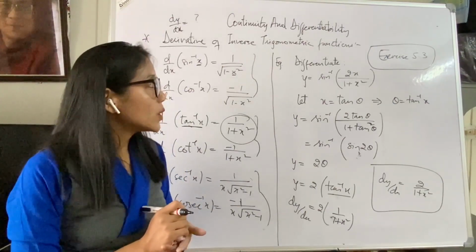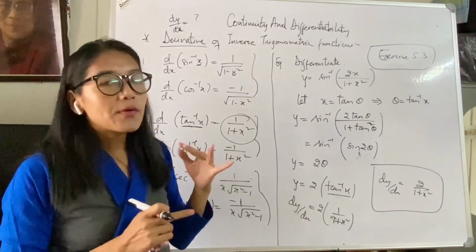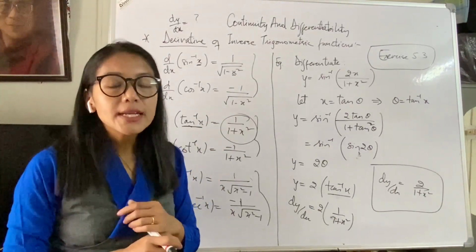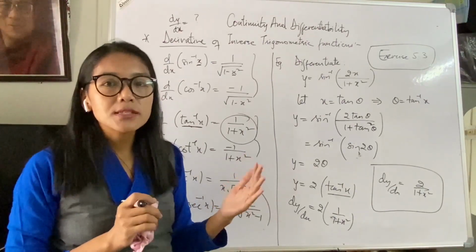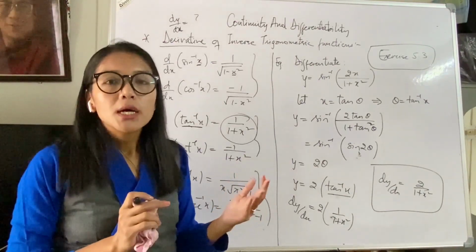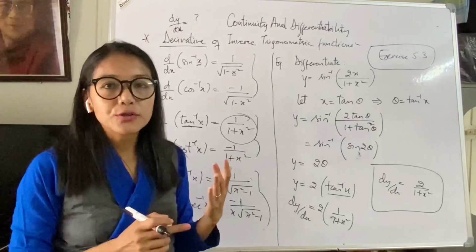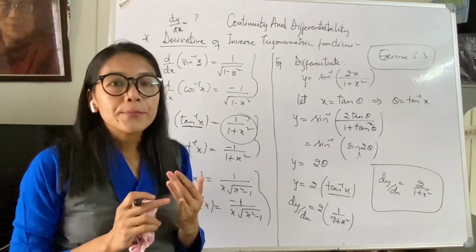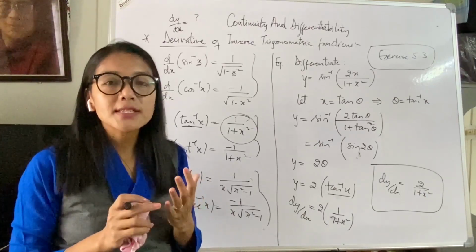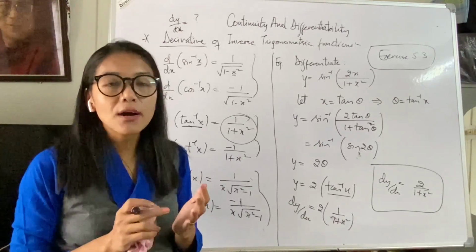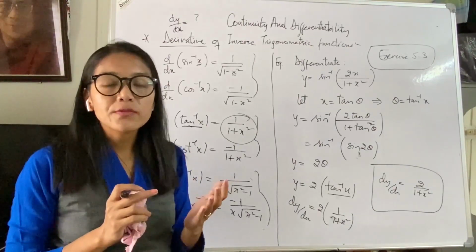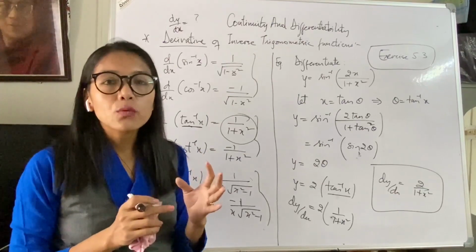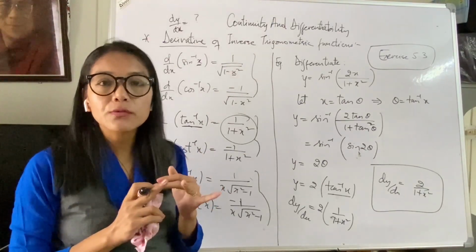Today we saw finding the derivative of implicit function and inverse trigonometric function. In this chapter, under the topic differentiability, you will be differentiating different types of functions. In the last class, you were taught how to find a derivative using chain rule, when your given function is a composite function. Today we saw how to differentiate implicit function and inverse trigonometric function.